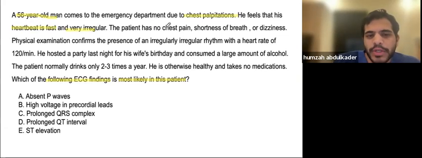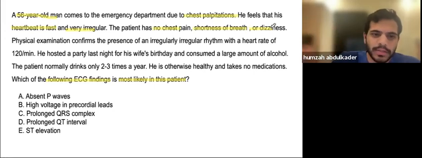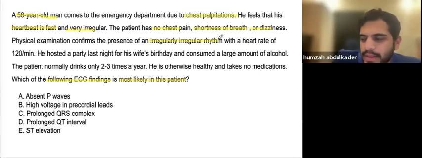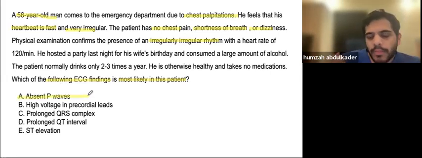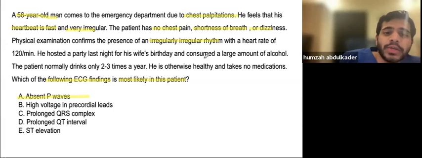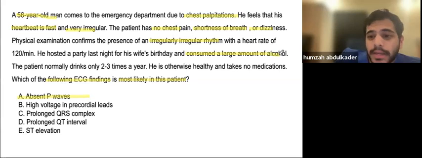Now they mention here no chest pain, no shortness of breath, no dizziness. These are basically things to tell you that it's not a STEMI, or that it's not another diagnosis. Now here they give you irregular rhythm. This tells you immediately what the disease is, right? Most of you said in the chat, atrial fibrillation is what this guy has. And with atrial fibrillation comes absent P waves. Now, with irregular rhythm alone, you should be able to answer this question. But it tells you here as well that he recently consumed a large amount of alcohol, which can precipitate atrial fibrillation.